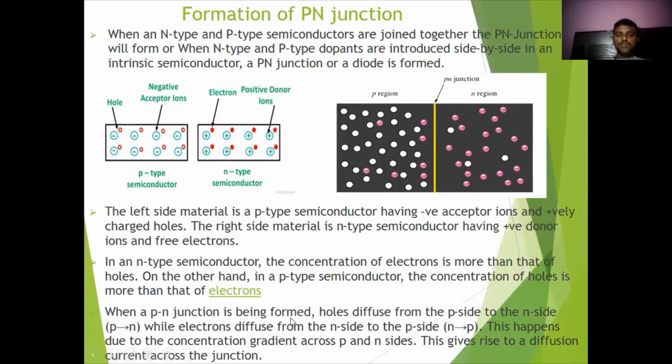When a PN junction is being formed, holes diffuse from the P side to the N side, while electrons diffuse from the N side to the P side. This happens due to the concentration gradient across the P and N sides. I already told that the concentration gradient is nothing but the variation of concentration of charge carriers from P to N. So that is the point you have to remember here. This is the diffusion process that takes place after formation of the PN junction.